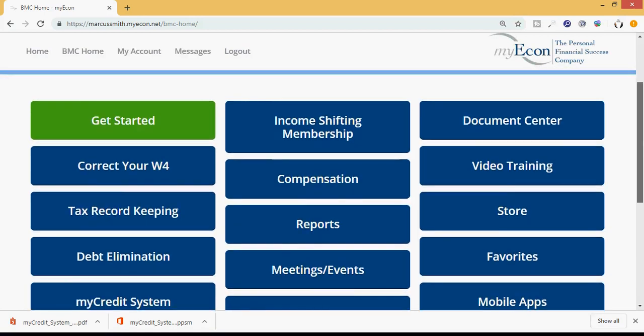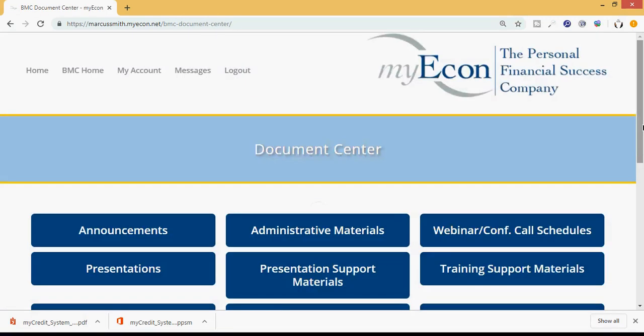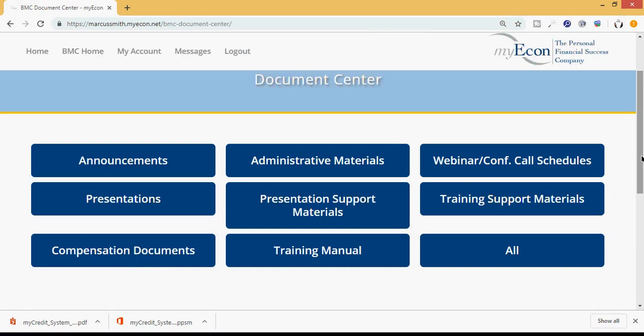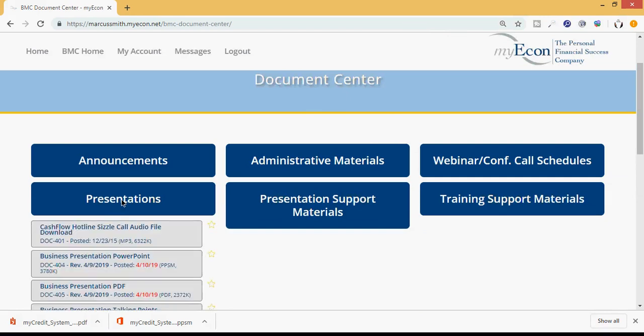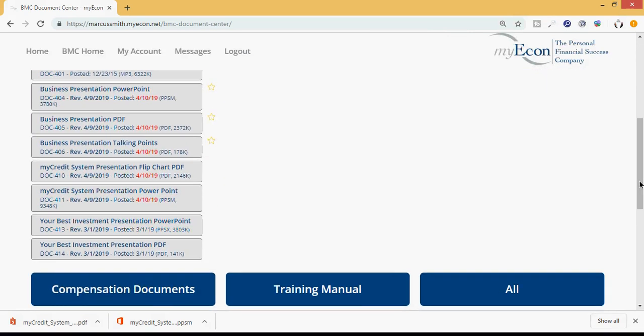So on the Business Management Center, all you're looking for is the Document Center. That's where all the documents are. And this is where you can use what's available to make money. So for now, you go to the Document Center, you click on this presentation section, and then it'll give you a drop down on what all is entailed in the presentation section.